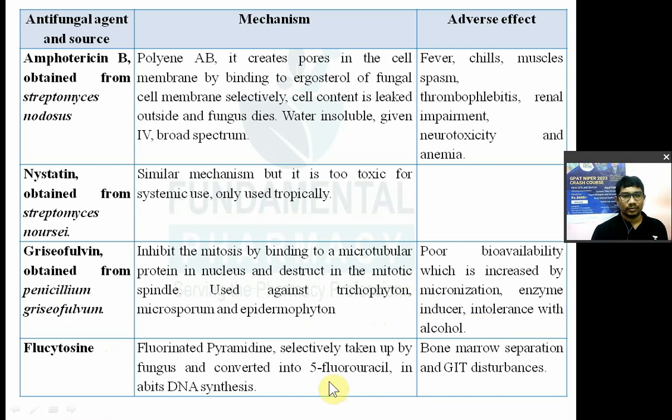So alcohol intolerant. Again, next one is flucytosine. It is a fluorinated analog of pyrimidine, selectively taken up by the fungal cell, converted into 5-fluorouracil, which inhibits DNA synthesis and proteins. So इसका adverse effect होगा bone marrow suppression, GIT disturbance.